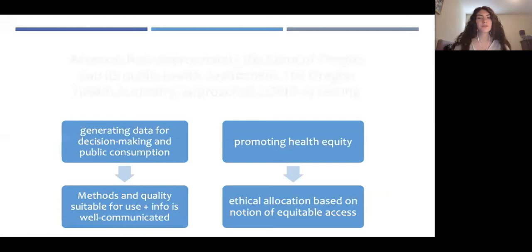In general, the role of public health departments is to measure, explain, and improve the health of the population. This includes more specifically generating data for decision-making and public consumption and promoting health equity. Based on these roles, I'm defining an appropriate response as one that involves 2 things. 1, using data collection methods and producing data of a quality that's suitable for the decisions it's being used to make, and that information is subsequently well communicated to the public. Secondly, that there is an ethical allocation of resources based on the notion of equitable access.